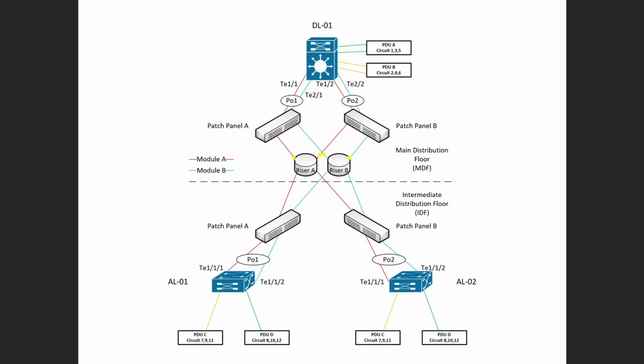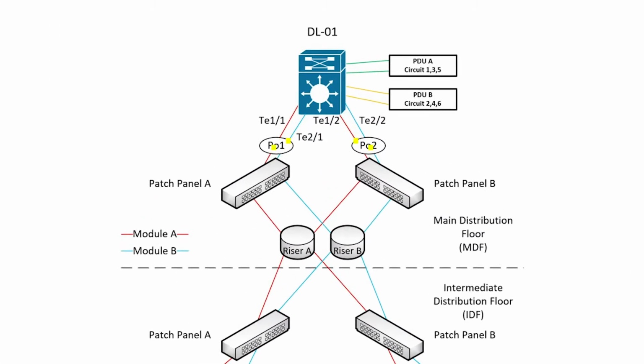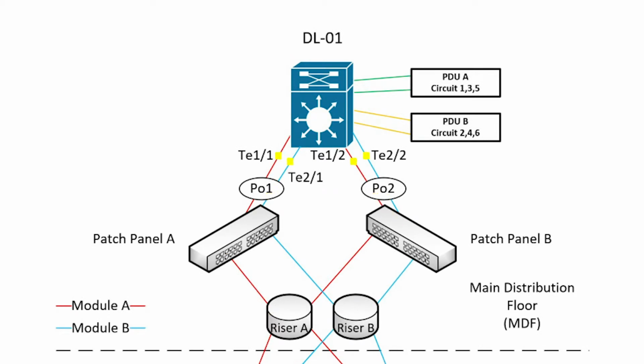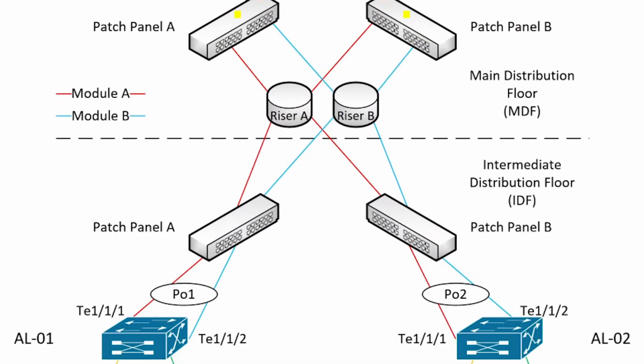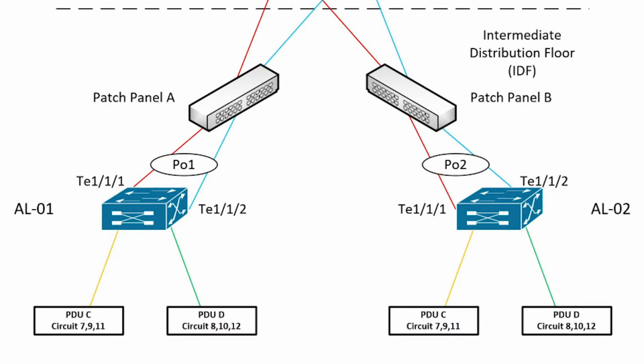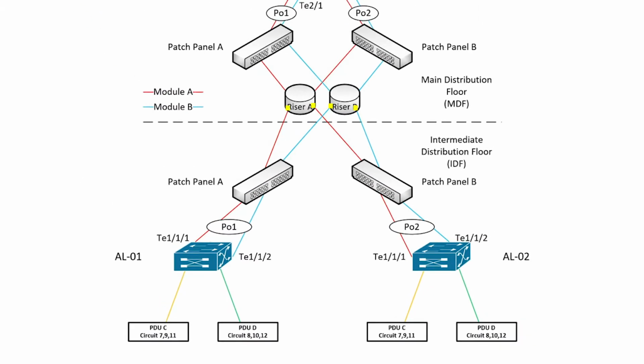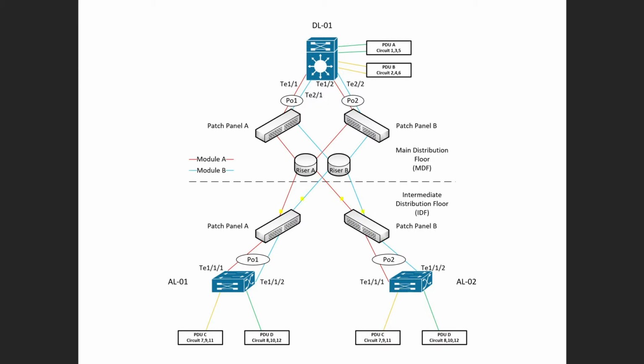Risers are placed in different parts of the buildings to connect between multiple floors. Here we have an MDF, which stands for Main Distribution Floor or Frame, and the IDF, Intermediate Distribution Floor or Frame. In this example, we have our MDF fiber patch panels on Module A going through riser A and Module B going through riser B. Riser A will then connect to the IDF patch panels A and B on Module A. Same with riser B going to patch panel Module B.